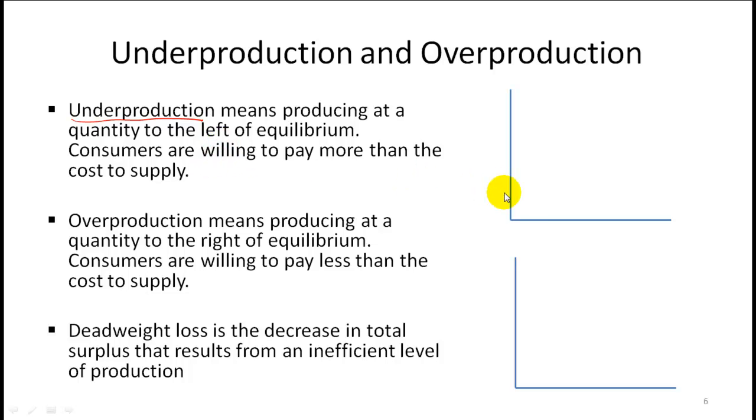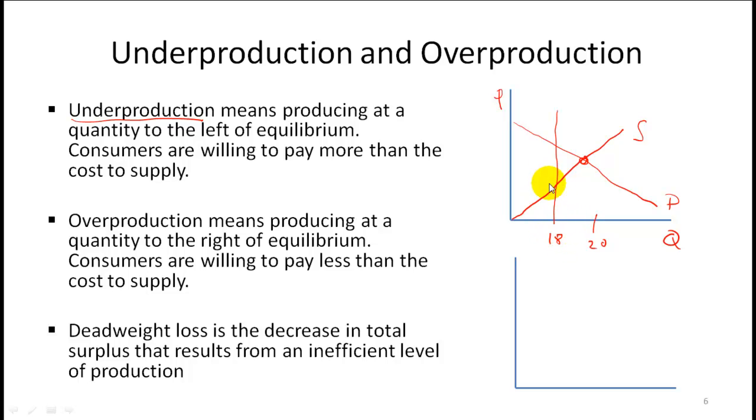So let's look at an underproduction example. If this is your supply curve, and this is your demand curve, this is the quantity axis, and this is the price axis. So this is your efficient point, and let's say that the efficient point is at 20 million units. Now for some reason, let's say that you are forced to underproduce at, say, 18 million units.